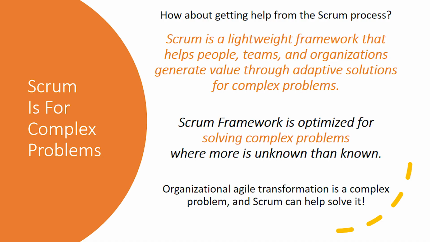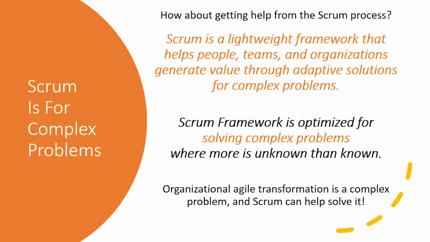Fortunately, there is a solution. Scrum is just the type of framework meant to be used to solve complex problems. Scrum has been designed to help teams and organizations solve complex problems, problems in which there is more unknown than there is known. So why not combine the two and use Scrum in order to run your Agile transformation?